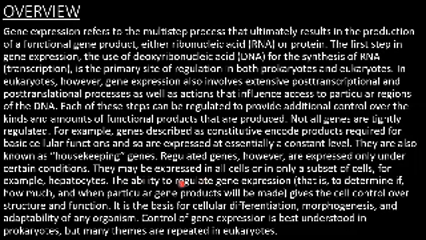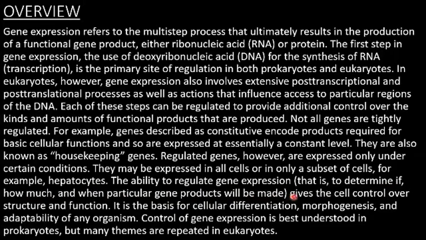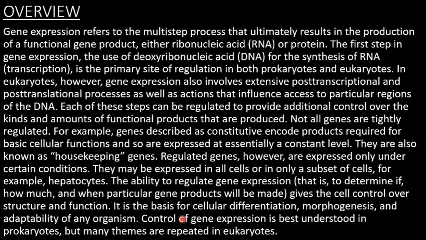Now, the ability to regulate gene expression, that is to determine if, how much, and when a particular gene product will be made, gives the cell control over structure and function. And this forms the basis of cellular differentiation, morphogenesis, and adaptability of any organism. Now, control of gene expression is best understood in prokaryotes, but we have many themes which are repeated in eukaryotes. So first understand the prokaryotes, then move on to the eukaryotes.